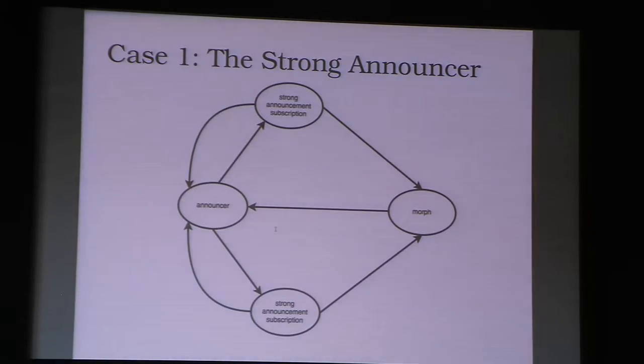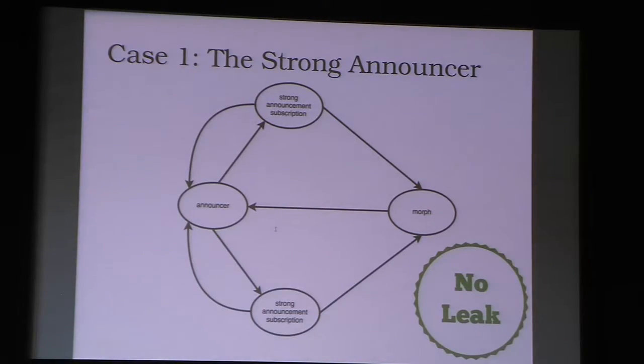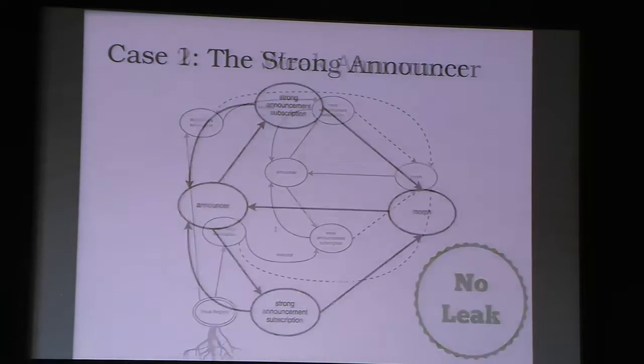So the answer is it doesn't leak. Why? Because there are no root objects. I don't know if you see it, but there are no root objects pointing to this graph. So there are no memory leaks in here. Now a second case, a more interesting one.